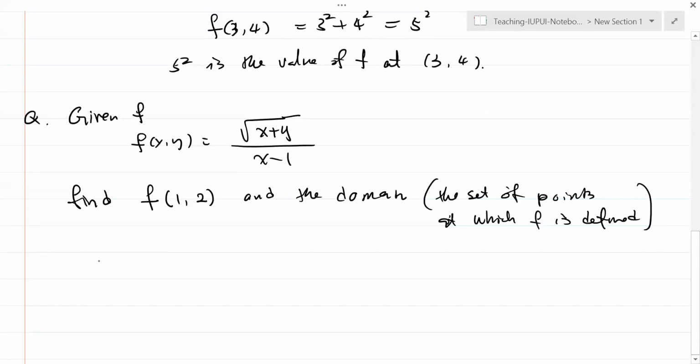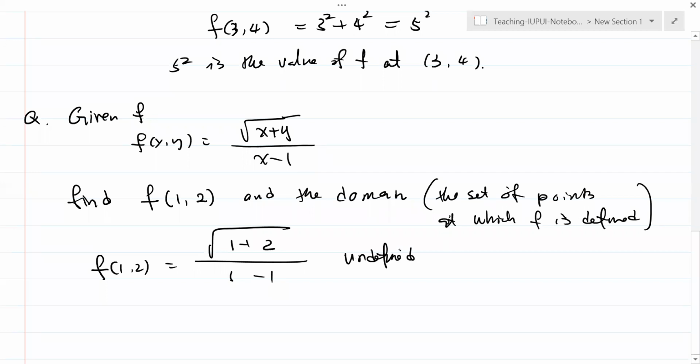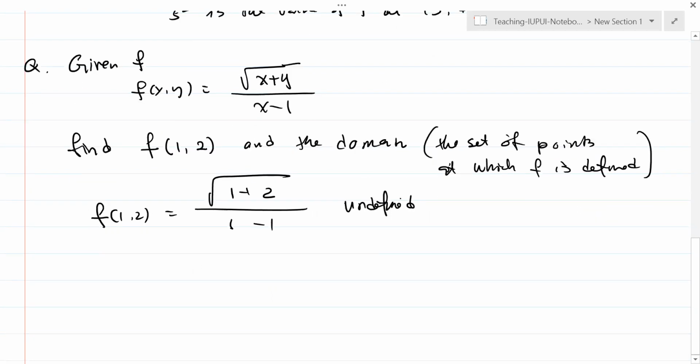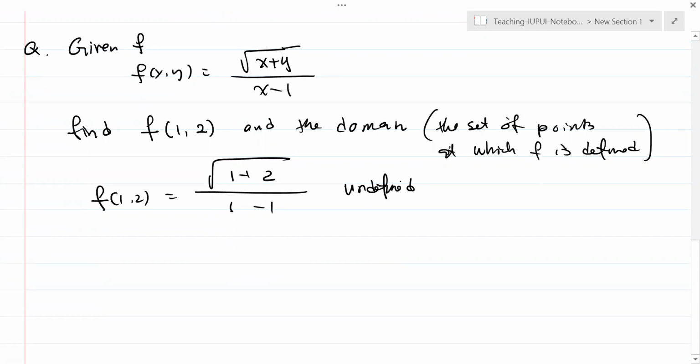All right, so let's take a look at f(1, 2). x should be 2, right? So it's going to be 1 plus 2 over 1 minus 1, and the denominator is 0, so it's not defined. Clearly it's undefined. This is no value, f is not defined at this particular point. Then you come to the next problem: at what kind of point is the function defined?